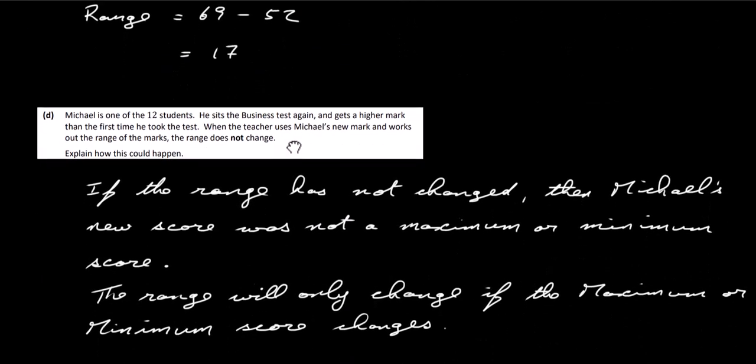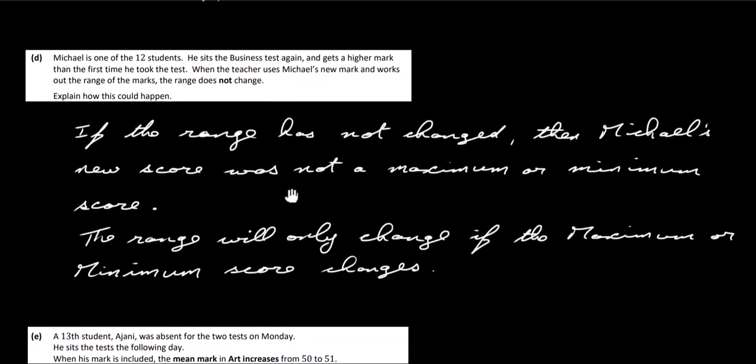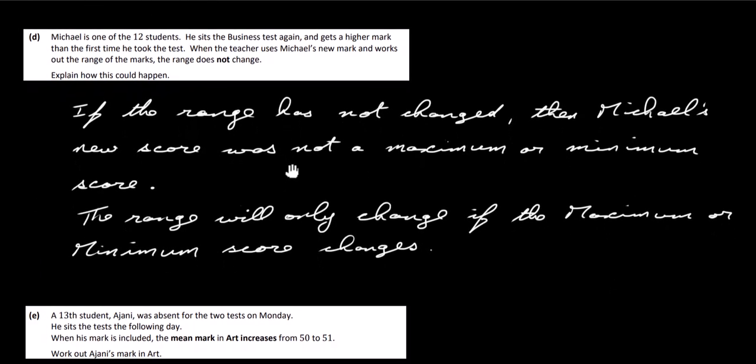The next question then, again, I've done this one out. Michael is one of 12 students. He sits the business test again and gets a higher mark than the first time he took the test. When the teacher uses Michael's new mark and works out the range of marks, the range does not change. Explain how this could happen.